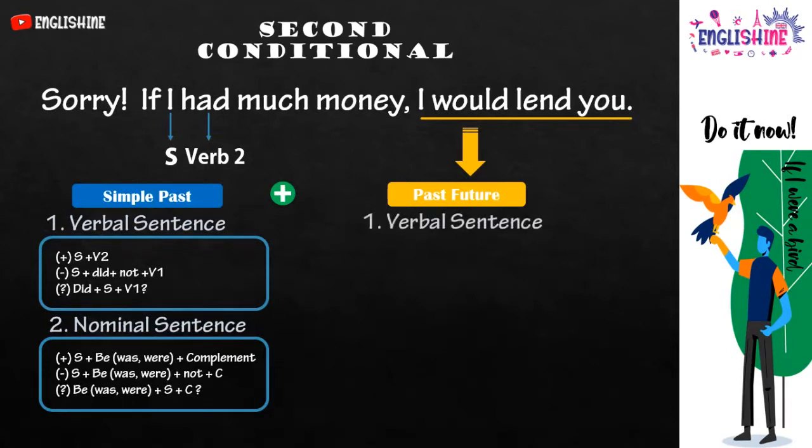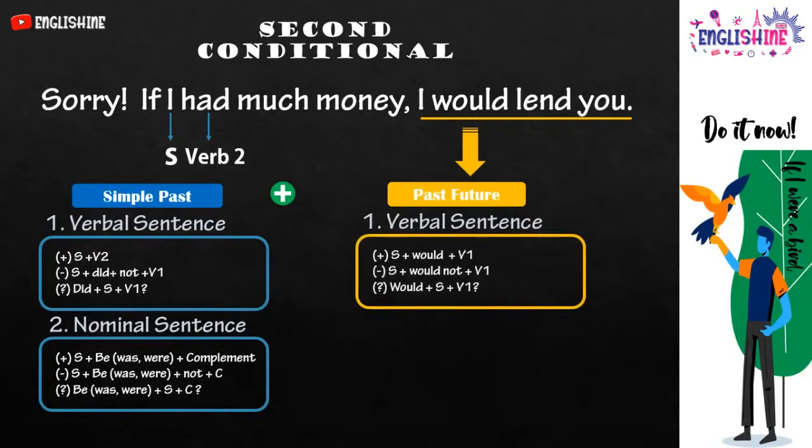First is verbal sentence. Here is the formulation of how to make it. There are positive using would plus verb 1, negative using would not plus verb 1, and interrogative using would in front of the sentence.